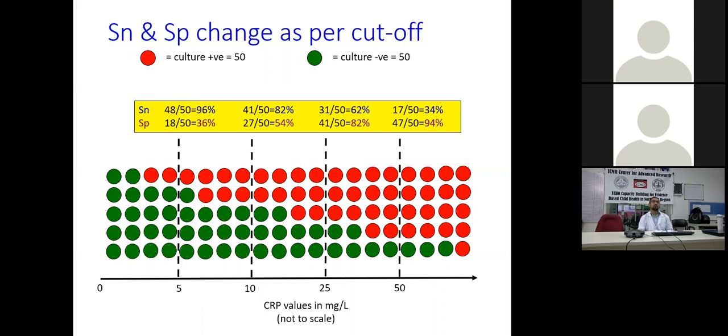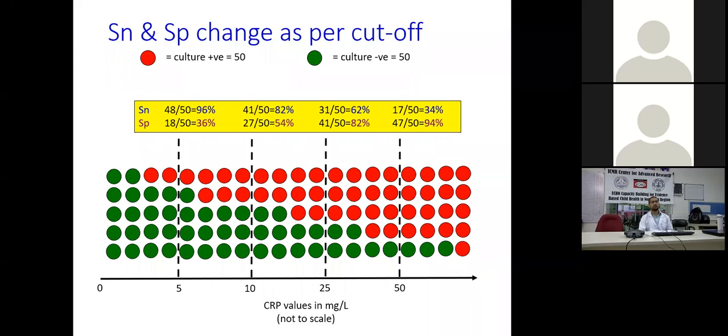When I take 10 as the cutoff, then the sensitivity drops. I have only 41 red circles to the right of 10, so 41 by 50, that's 82%, whereas the specificity has now risen to 54%. If I go further to 25, the sensitivity has dropped further to 62%, specificity has increased to 82%, and I've calculated it all out for you. So at 50, the sensitivity is a dismal 34%, whereas the specificity has risen to a very impressive 94%.